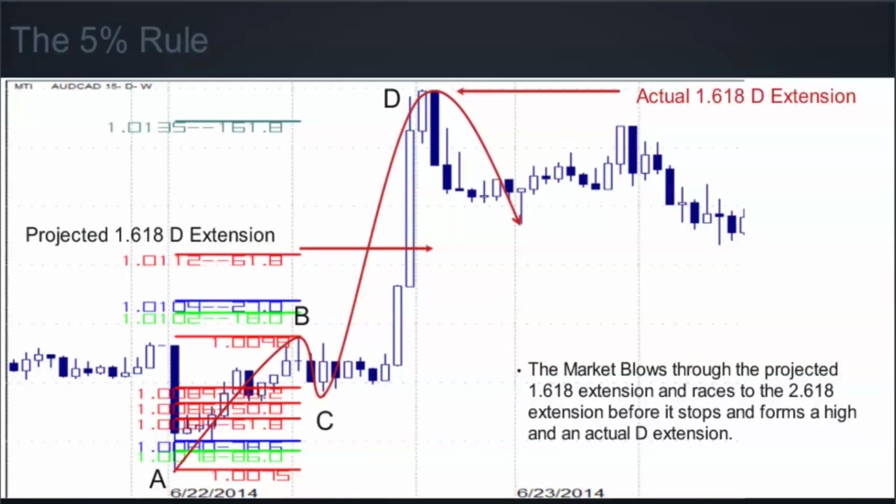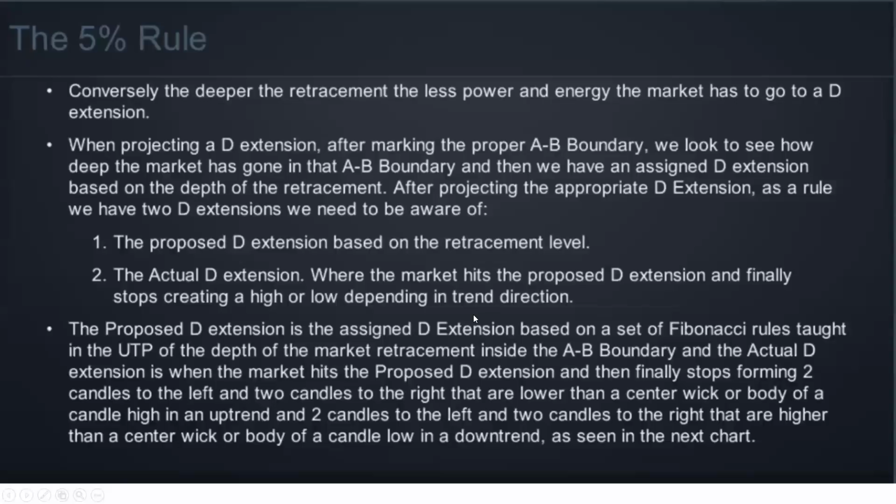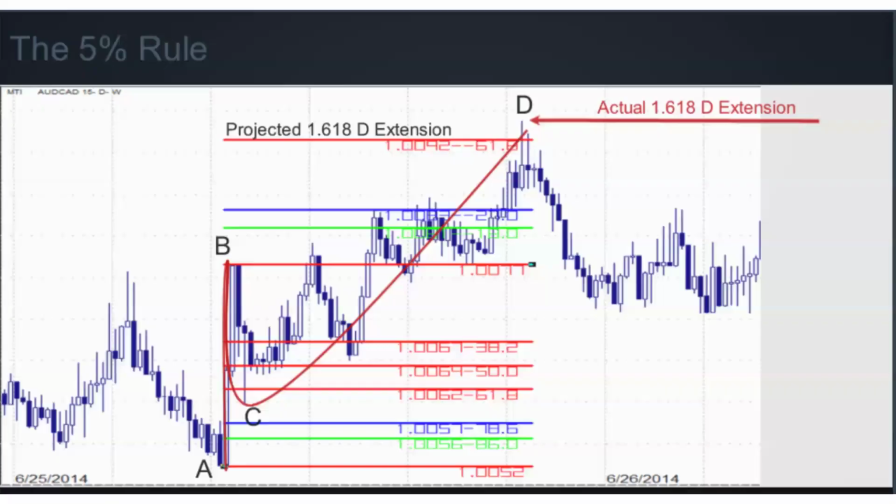So we have our D. This is just an example. So this is your D. This is your actual D. This is where the market actually got to. But then your projected D can be different from your actual D. So this is your actual D. You see, in this case, this is your projected D. Your projected D is the Fibonacci itself. But you see your actual D, it went a little bit higher.